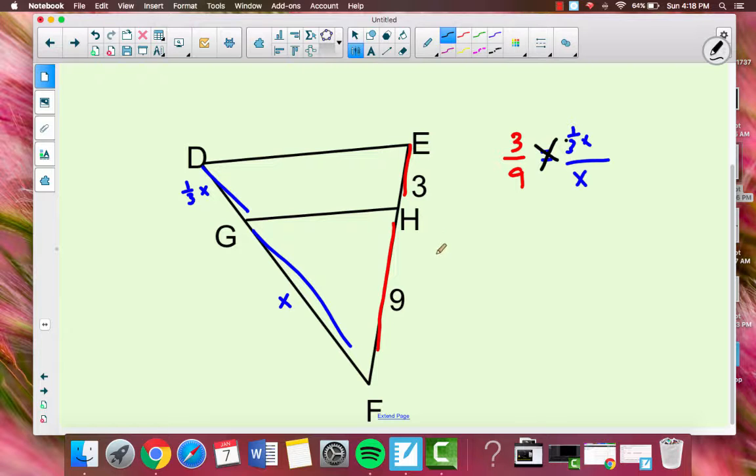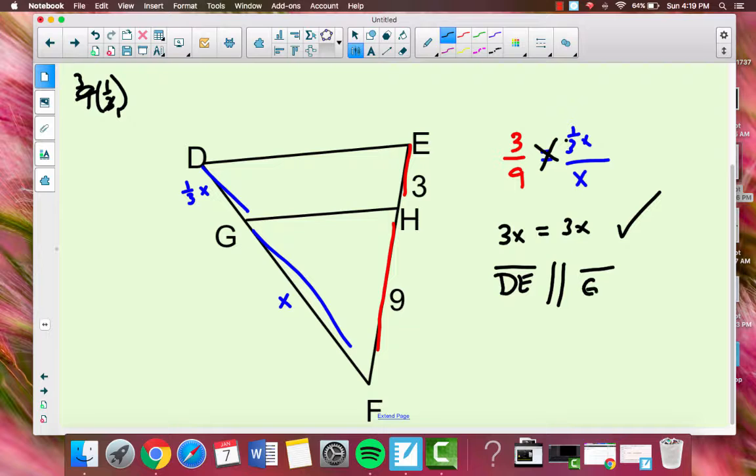And remember, the goal is to see, are these two things parallel? So when I cross multiply, 3 times X is 3X, and then I get equals 9 times 1/3. Please try to do this without your calculator if you can. Well, 9 and 1/3, the 3 cancels, becomes a 1, and that 9 becomes a 3, so we just get 3X. Well, is 3X equal to 3X? Yes, it is. So this does work, which means that segment DE would have to be parallel to segment GH.